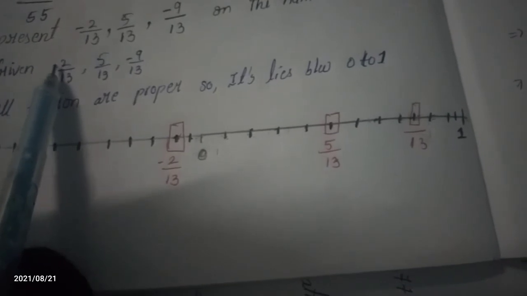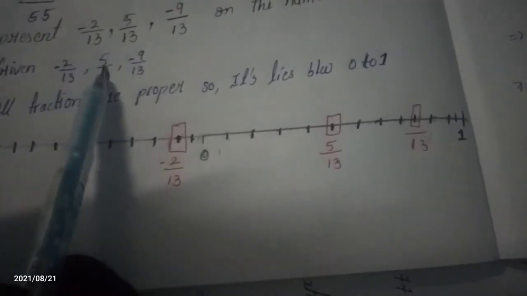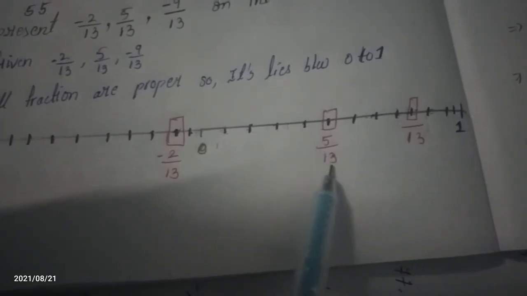I hope you understand the process. You just have to divide into 13 parts. Afterwards you observe the numerator, and with the help of the numerator we locate the points. For 5 by 13, from 0 you count 5 parts: 1, 2, 3, 4, 5. This point is called 5 by 13.